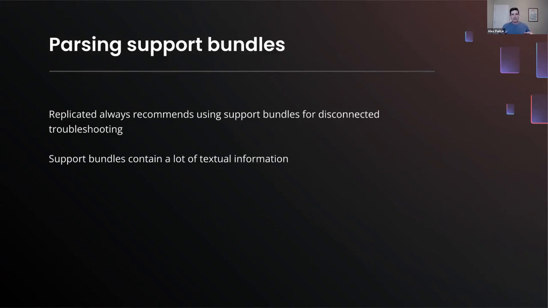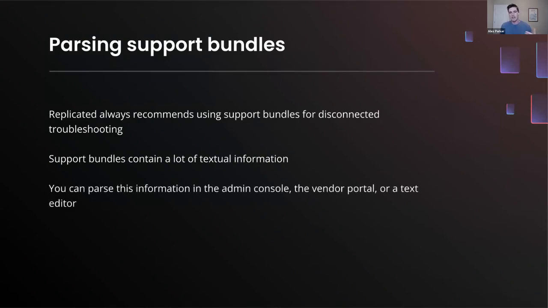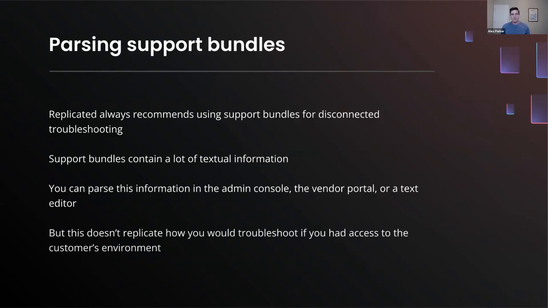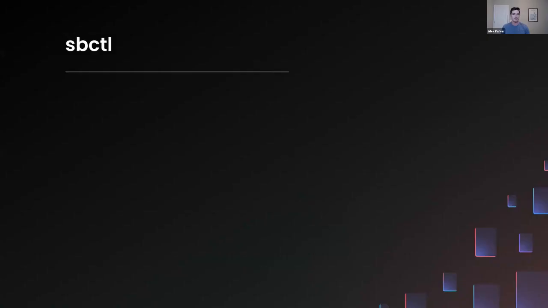And support bundles have a lot of textual information in them. So there's a lot of files and a lot of things that you can read and parse to try to find issues. You can do that in the admin console. You can look at it in the vendor portal. You can download it and look at it in a text editor. But that doesn't necessarily replicate how you would troubleshoot if you had access to a customer's environment. It's not really a Kubernetes native way of troubleshooting necessarily.